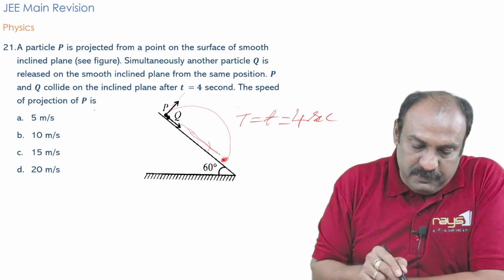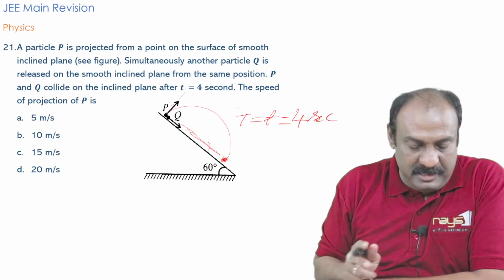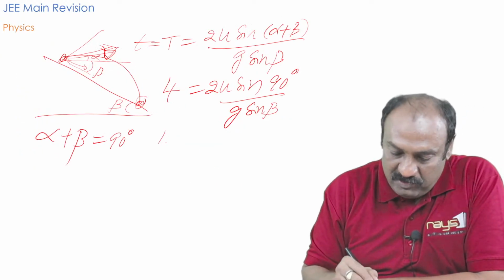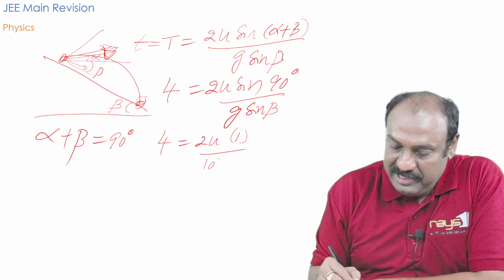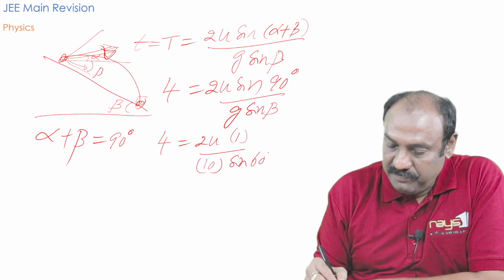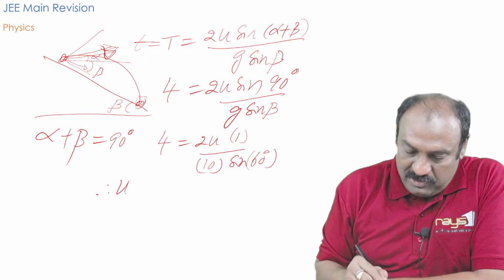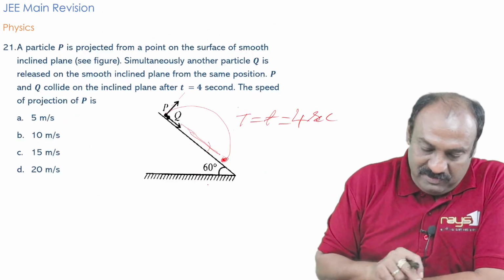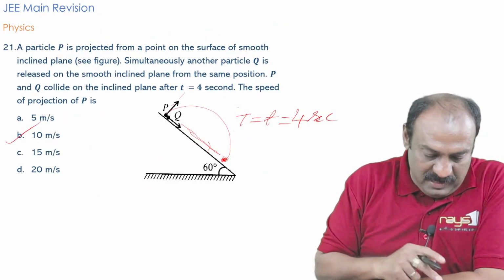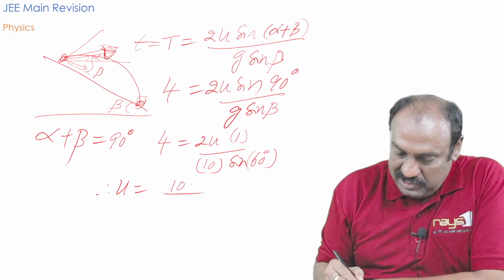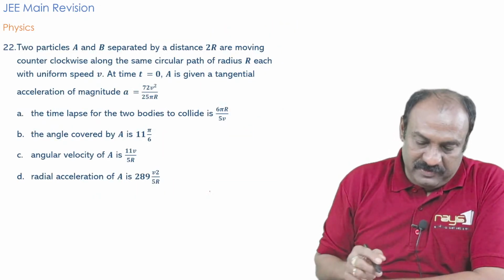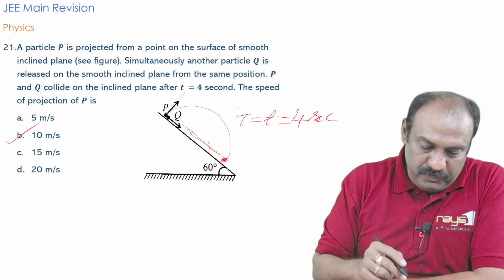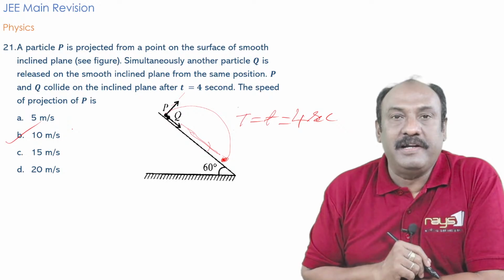So speed of the projection. This angle is given as 60 degree. Beta value is given as 60 degree. So 4 equal to 2 into sin 90, that is 1 by g 10 into sin 60 degree. So from this you calculate u value. So answer is B after calculation. Do the calculation, 10 meter per second is the answer. So answer is B for question number 21.